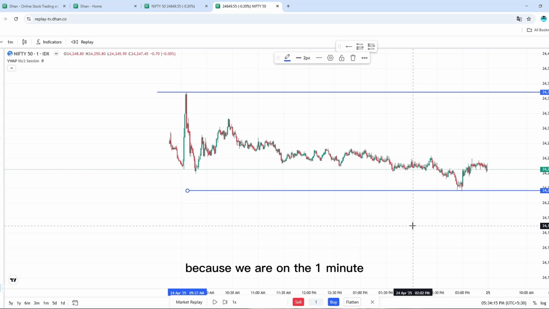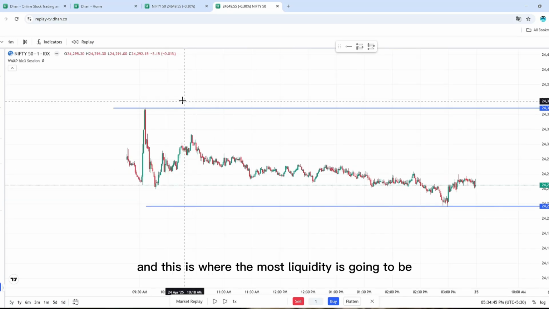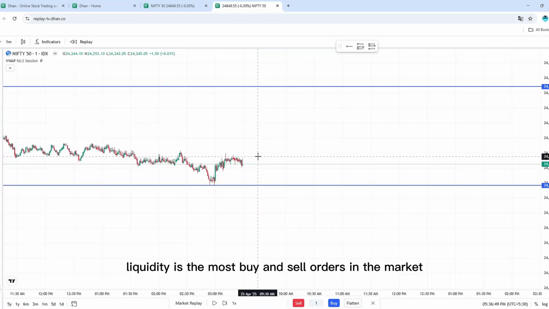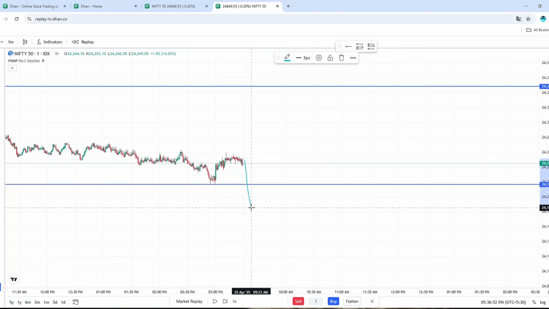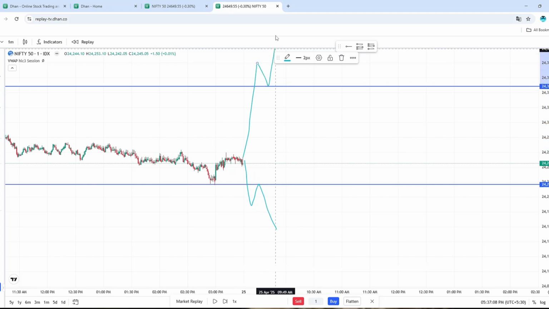Because we are on the 1 minute, there is a lot of data available for us, and this is where the most liquidity is going to be sitting, above the highs and lows. Liquidity is the most buy and sell orders in the market. Now what we are simply waiting for is price to break below this level and come back to retest and go to the downside, or if price wants to break out above this level for an upside move and come back for a retest and move towards the upside.